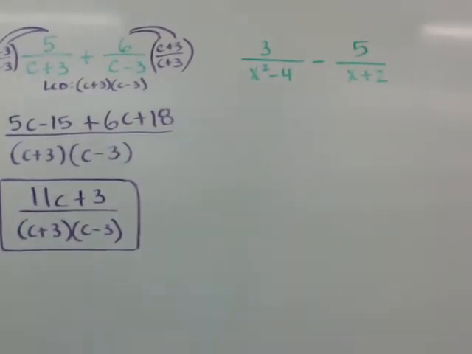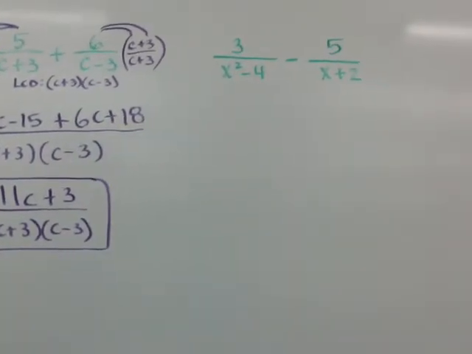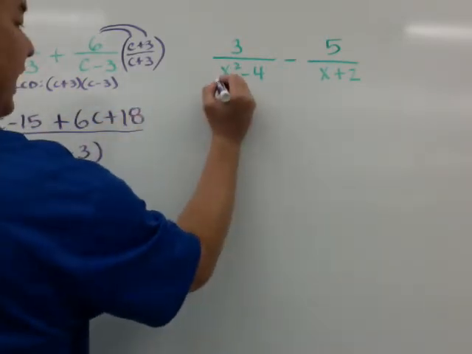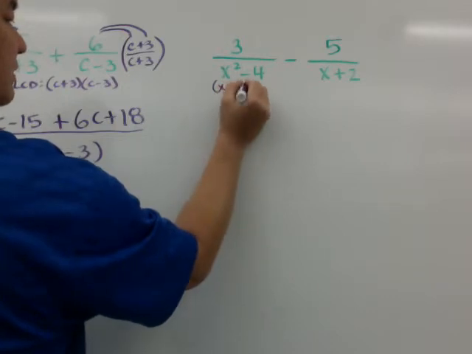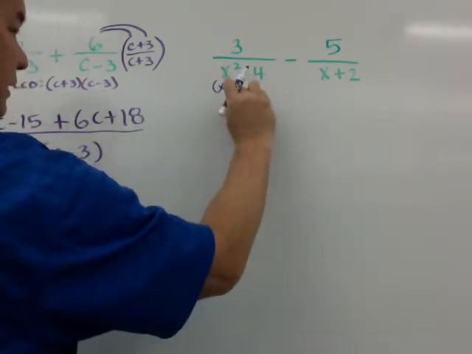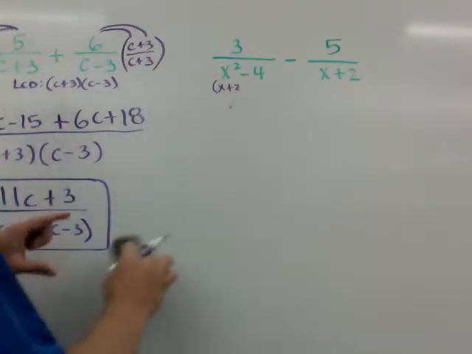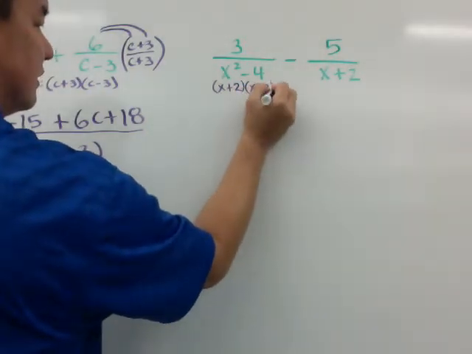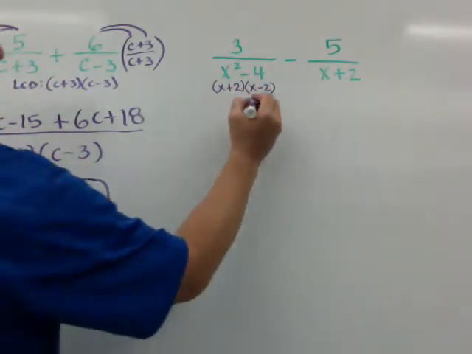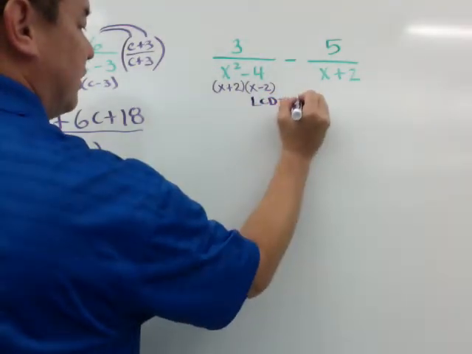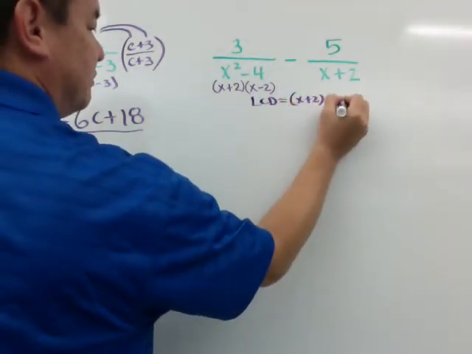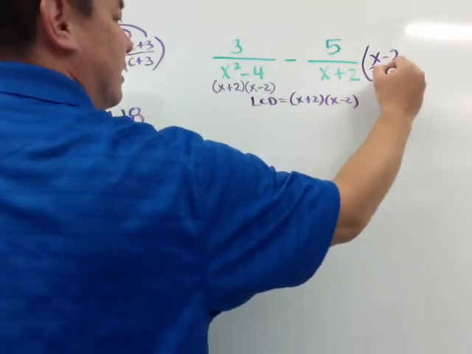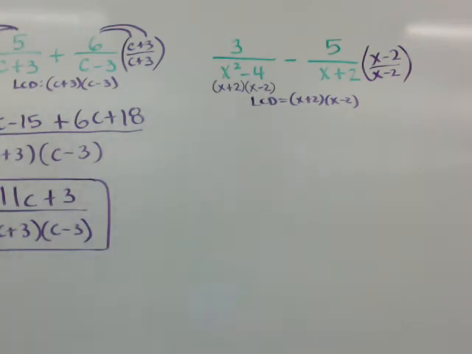And here's the last example here. So if I have x squared minus 4 on this denominator and x plus 2 here, I can think of this as difference of squares. I can actually simplify this to x plus 2 times x minus 2. Okay, which means my LCD is going to be x plus 2 times x minus 2, which I have here already. That means I just need to multiply this one by x minus 2 to get a common denominator.